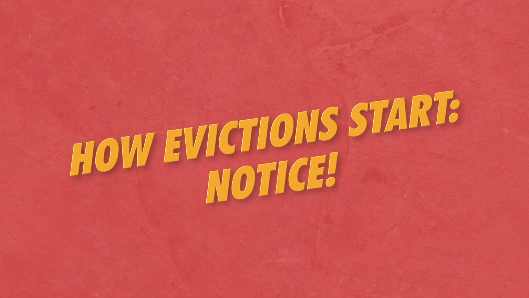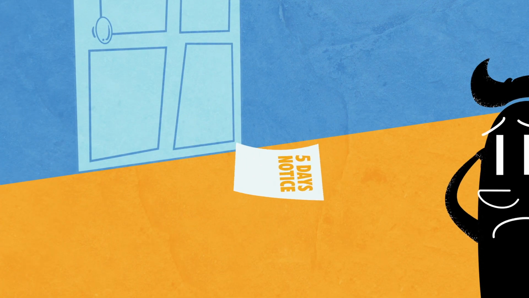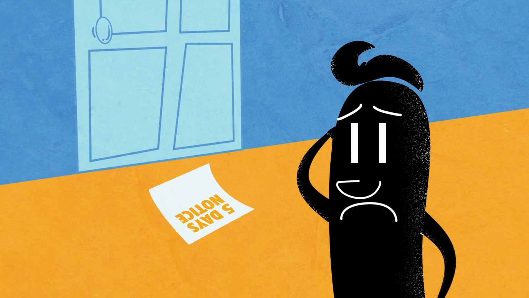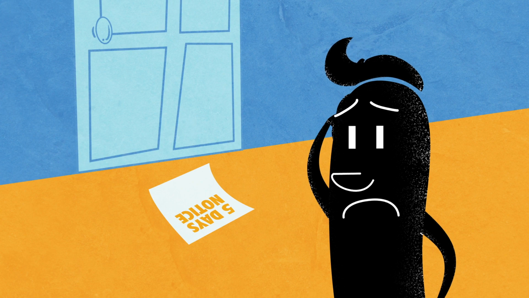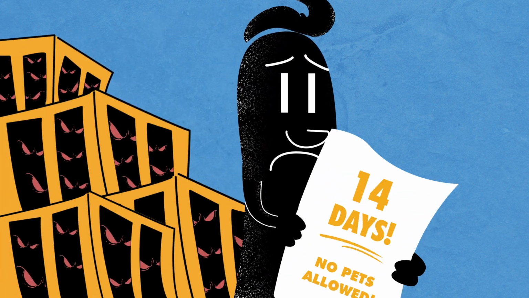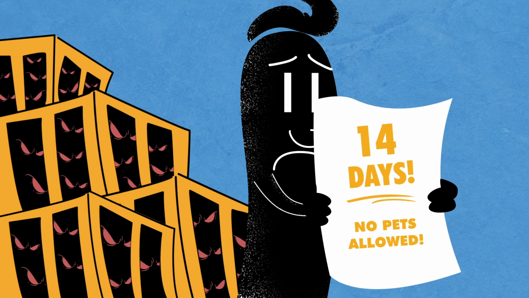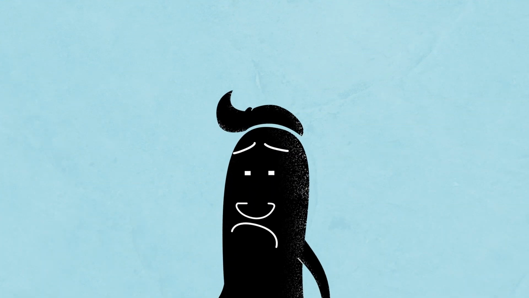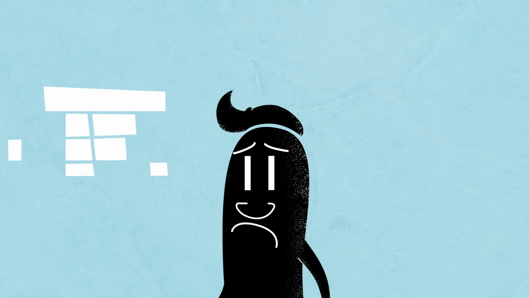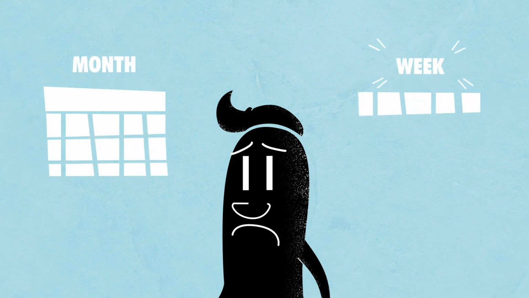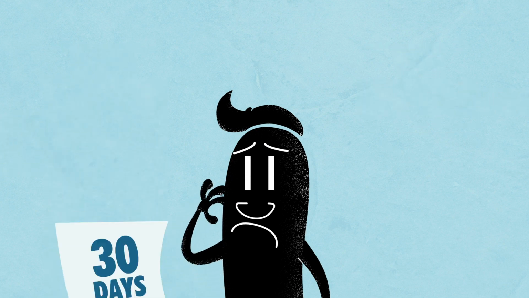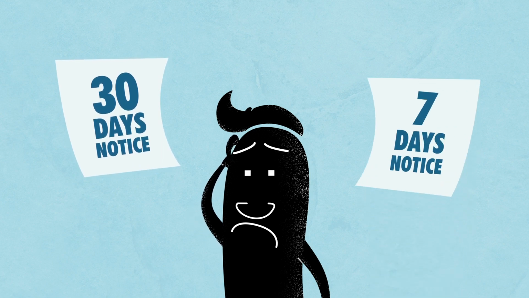How eviction starts. Notice. For example, if you're being evicted for not paying rent, they need to send a 5-day notice telling you that they are planning to evict you. If you violated your lease, so long as the violation doesn't affect health and safety, they must send you a notice giving you 14 days to fix the problem. If your lease term expires, the landlord doesn't need to give you notice unless you're on a month-to-month or week-to-week lease, in which case the landlord needs to give you 30 days or 7 days notice that the lease won't be renewed.